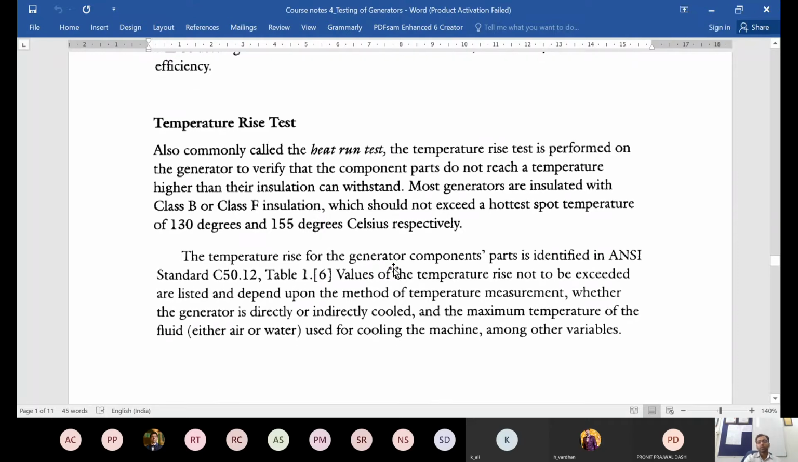The temperature rise for the generator component parts is identified in another ANSI standard, C50.12.